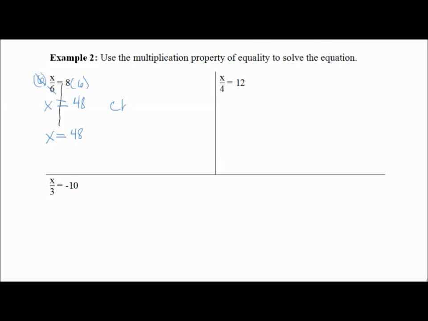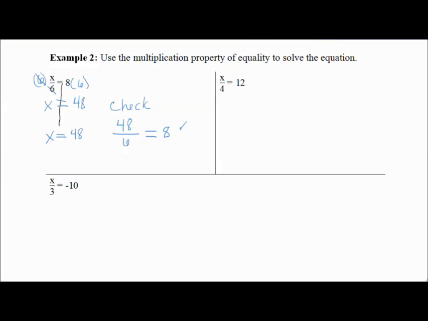If I wanted to check my solution, I'd simply substitute it into the original equation, and it should equal 8 when I work it out. So that becomes 48 divided by 6, and 48 divided by 6 is 8. So that lets me know that I have the correct solution.